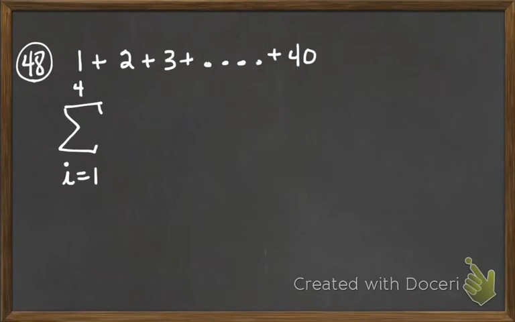Okay, 40 on the top, and then just an I. Just an I. So you would go back and you would say, does this make sense? If I were 1, the first term would be 1. If I were 2, the second term would be 2, and so forth. Okay, let's look at number 50.